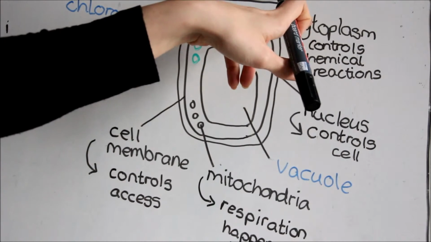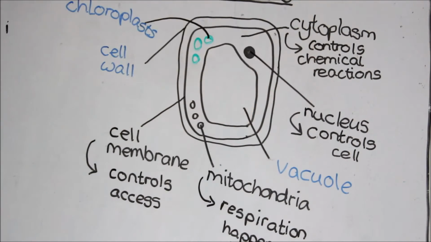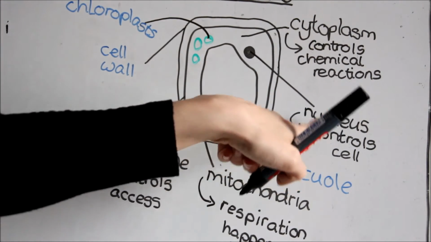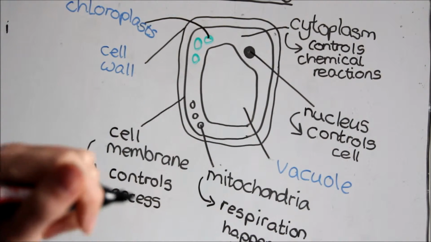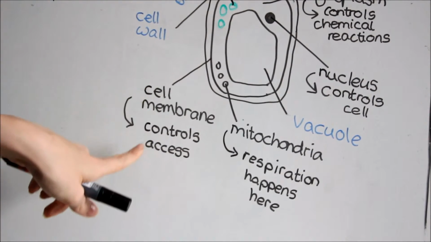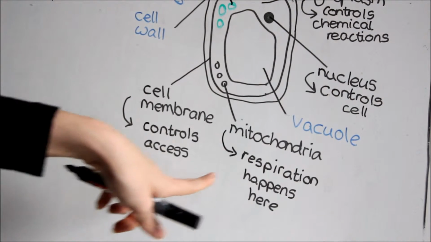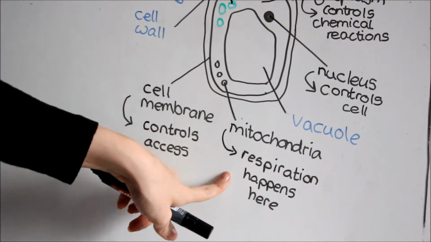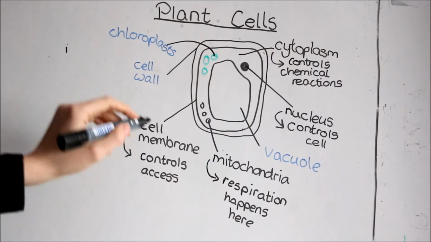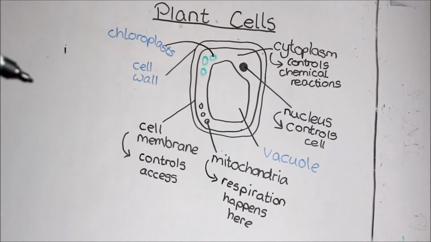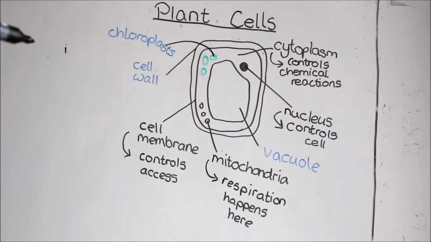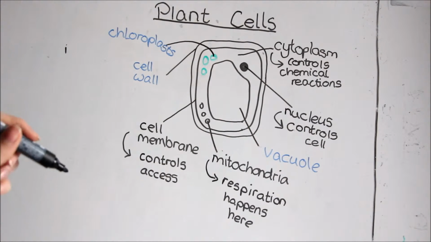So we've got the cytoplasm, which controls the chemical reactions. We have got the nucleus, which controls the cell. We've got the cell membrane, which controls access to the cell. And the mitochondria, where respiration happens. So these are the 4 things that we already knew about from the animal cells. So now let's look at the 3 here, which we need to get as well in order to have a plant cell.